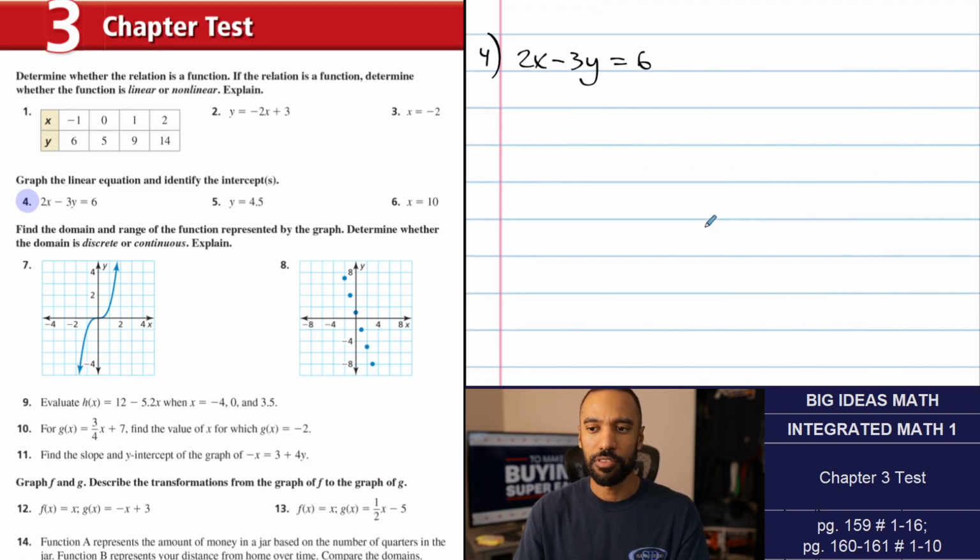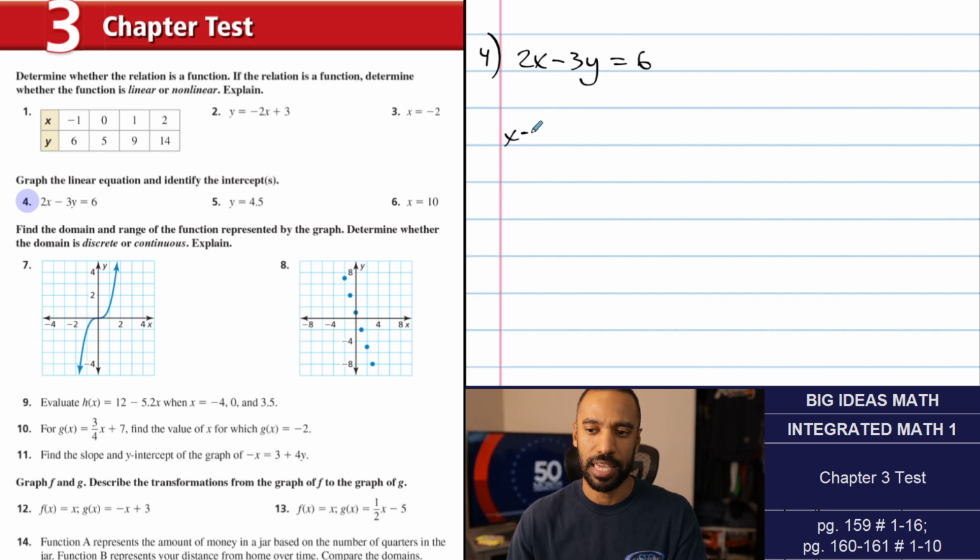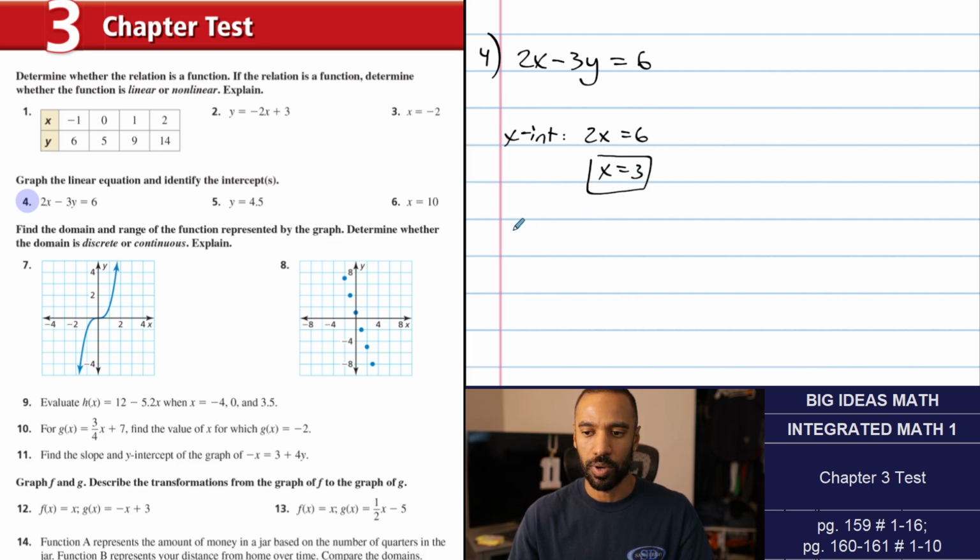So I'm going to go ahead and graph this one out of standard form, which means I'm going to find the x-intercept and y-intercept. They did say identify the intercepts. I think this is prime for this. Set y equal to 0. You have an equation that says 2x equals 6. When I divide both sides by 2, I get x equals 3.